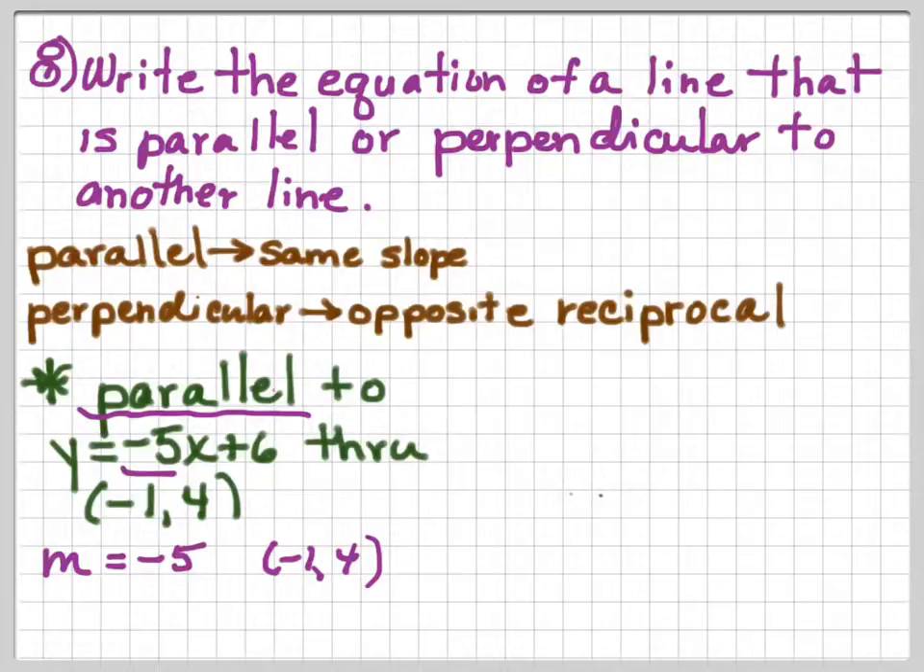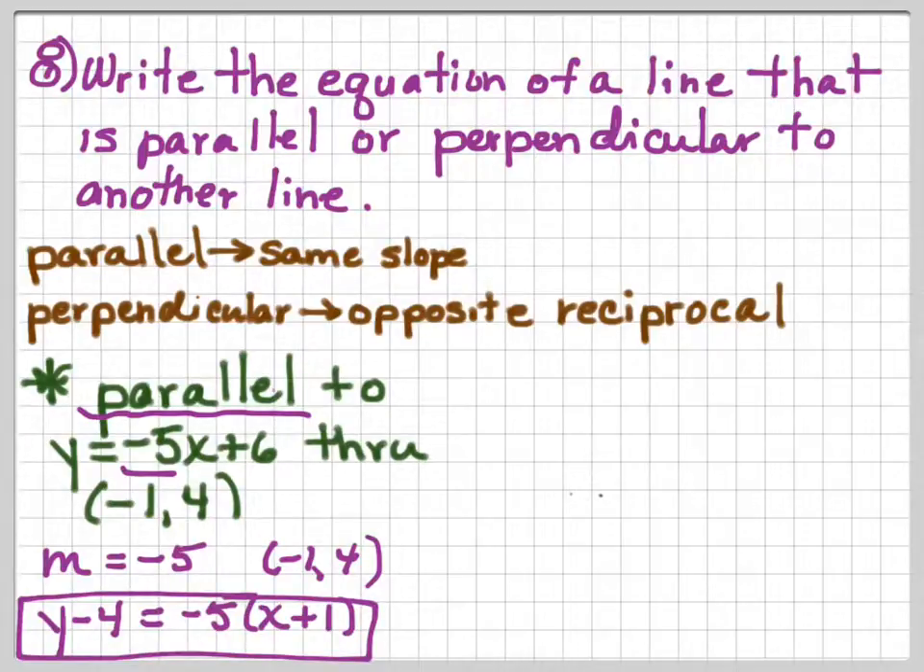So I'll use my point-slope form. Slope negative 5, point negative 1, 4. And there you have it. Now you can change that around and solve it for y and make it into slope-intercept if you like. But if you're not required to do that, then leave it the way that it is.